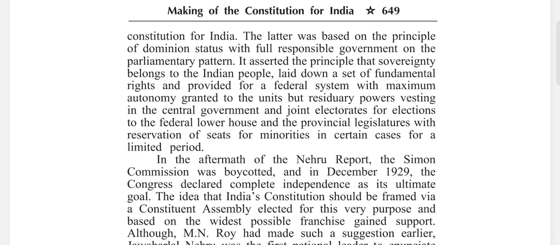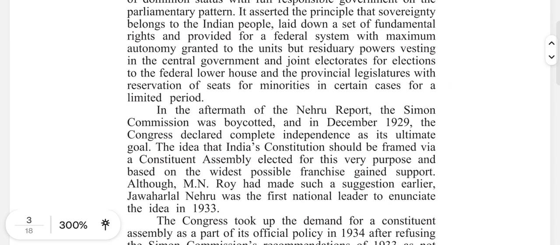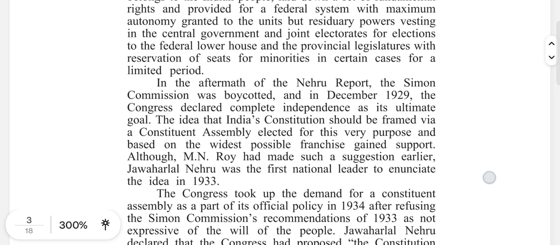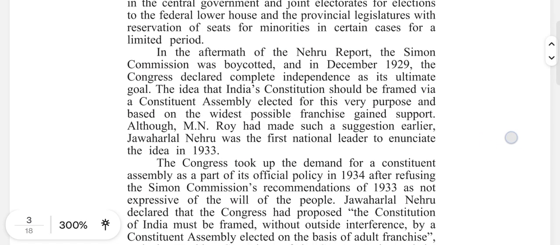The latter was based on the principle of dominion status, with full responsible government on the parliamentary pattern. It asserted the principle that sovereignty belongs to the Indian people, laid down a set of fundamental rights, and provided for a federal system with maximum autonomy granted to the units, but residuary powers vesting in the central government, and joint electorates for elections to the federal lower house and the provincial legislatures, with reservation of seats for minorities in certain cases for a limited period.